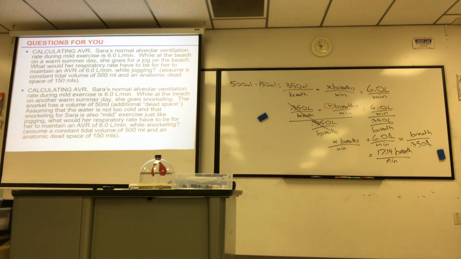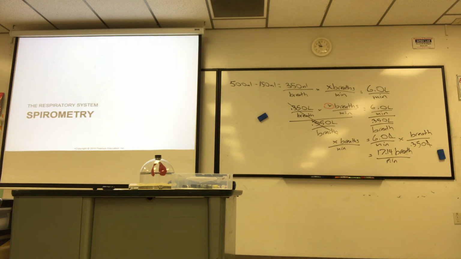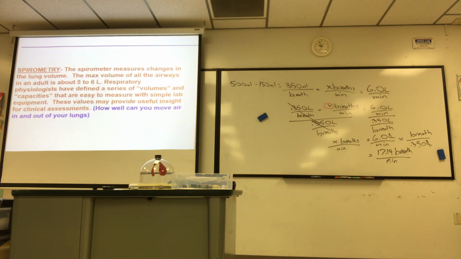So in terms of being able to calculate math, we also need to talk about other volumes besides tidal volume. The idea of spirometry, and this goes right into the next batch of slides called spirometry for those of you that print out slides. I'm going through right now because this lab we're going to do on Wednesday. So I want to be sure I cover it today so you know what you're doing in lab on Wednesday. Spirometry is measuring changes of the lung volume. The max volume of all airways in an adult is something like 5 to 6 liters, maybe a little bit less. It depends on your stature.